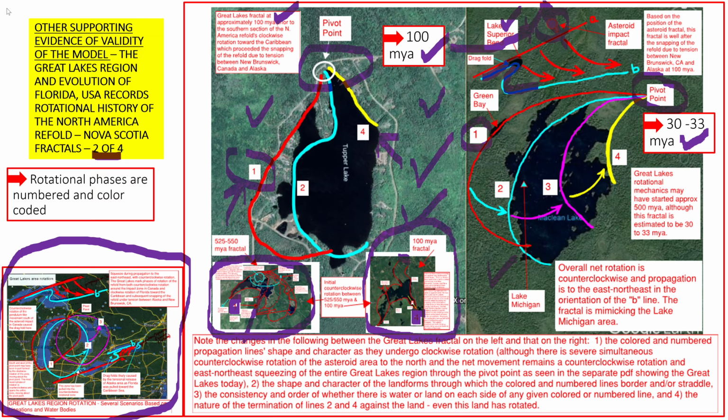I'm saying in the text boxes, based on the position of the asteroid fractal, this fractal is well after the snapping of the refold due to tension between New Brunswick, Canada, and the Alaska area at 100 million years ago.